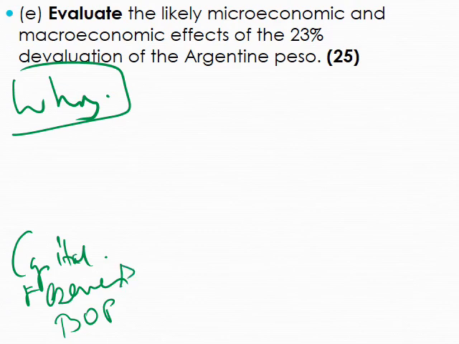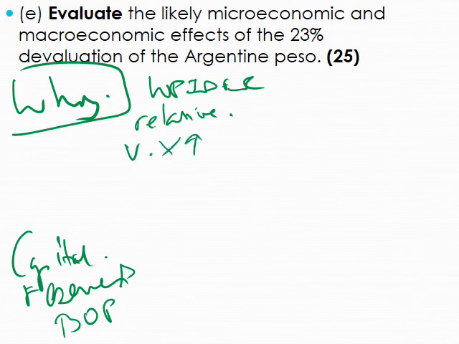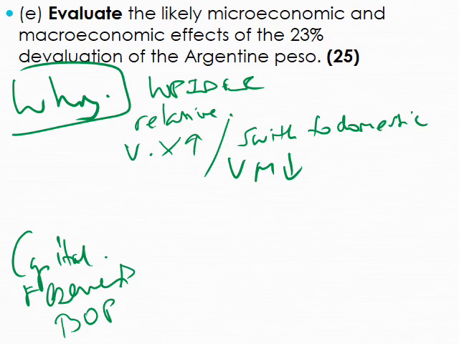So the initial one is that you're effectively going to have, I know it's weak peso, imports dear, exports cheap. You want to include the word relative in there, so they become relatively cheaper, because it's not just the cheapness, it's the cheapness against other countries' exports. Then the value of exports would rise. There would be a switch to domestic production or domestic firms as the imports become relatively more expensive, so the value of imports will fall.